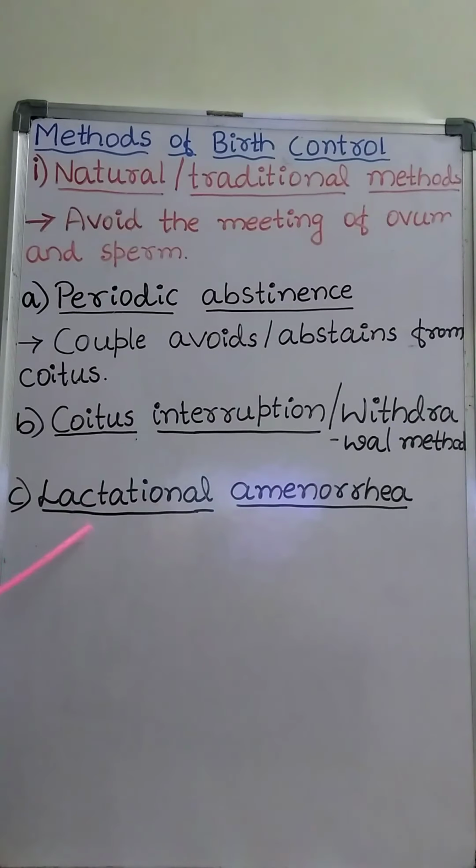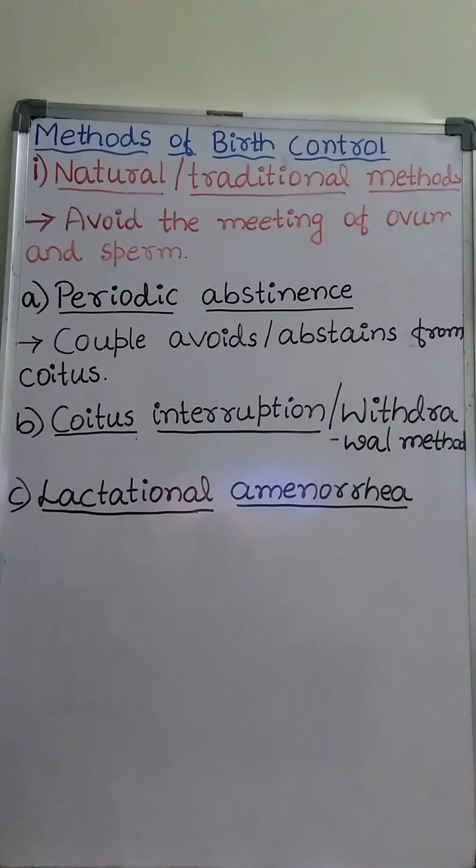The third one is lactational amenorrhea. This method is based on the fact that ovulation does not occur. Lactational amenorrhea is when, soon after parturition or delivery, the mother breastfeeds the child fully. At that time, there will be no menstrual cycle in the mother's body. Absence of the menstrual cycle means there will be no ovulation or release of egg.